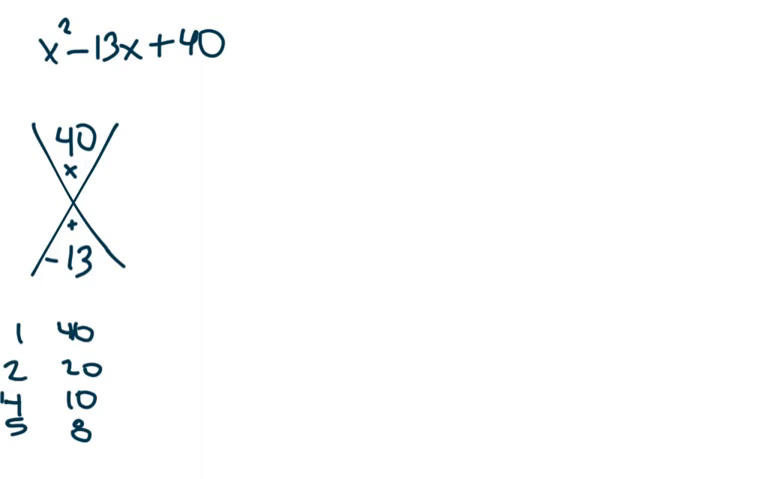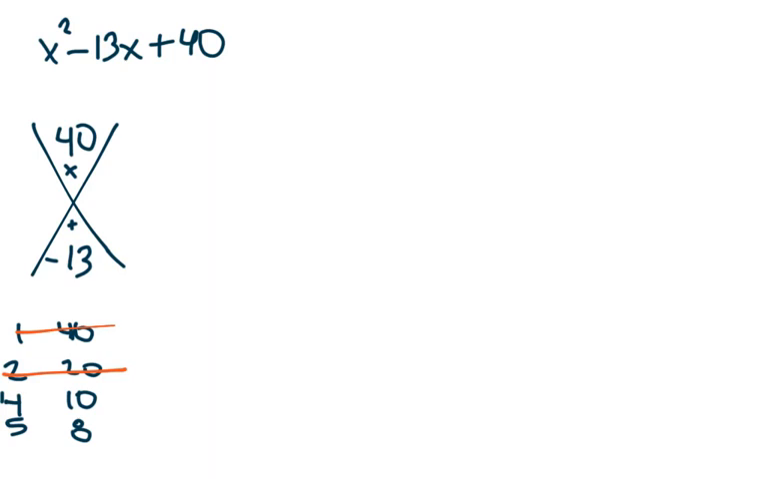Well, 1 and 40 definitely will not work, because there's no way that I could add or subtract those guys together to give me -13. Now, with 2 and 20, that's not going to work either, because if I did 2 minus 20, that equals -18, or if I did 20 minus 2, that equals +18. Neither of those are a -13, so that won't work.